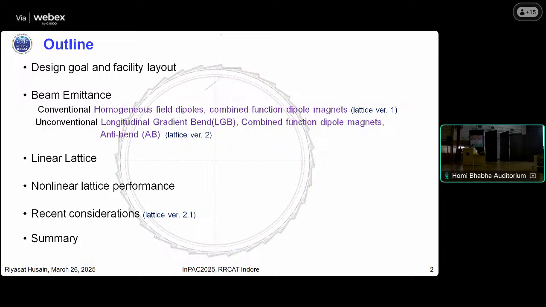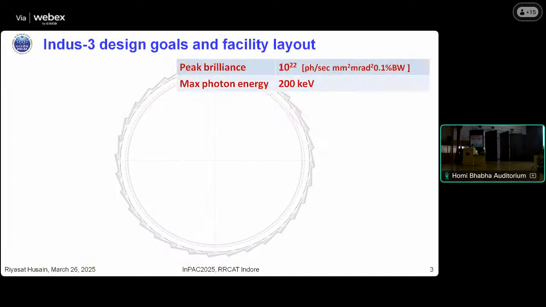Based on this, I will talk about lattice version 2 and give you some details on the linear lattice and the nonlinear lattice performance. Further, we are improving this lattice version 2, and I will highlight some recent considerations which are converging towards lattice version 2.1. And finally, I will summarize this talk.